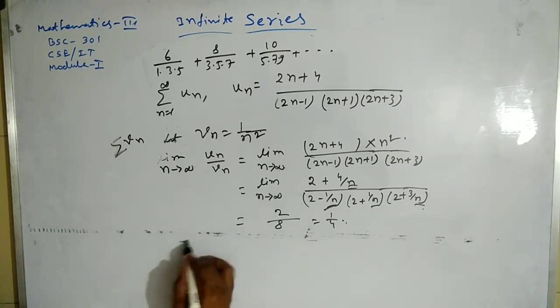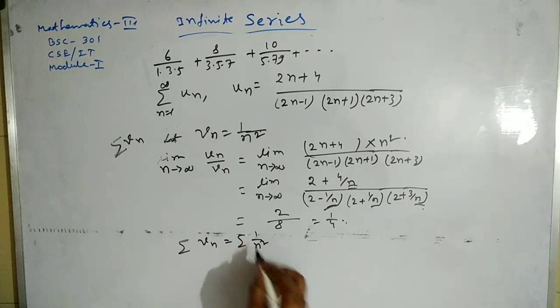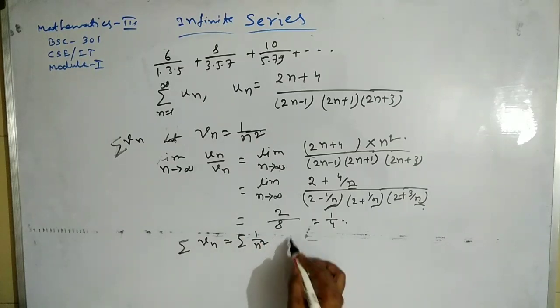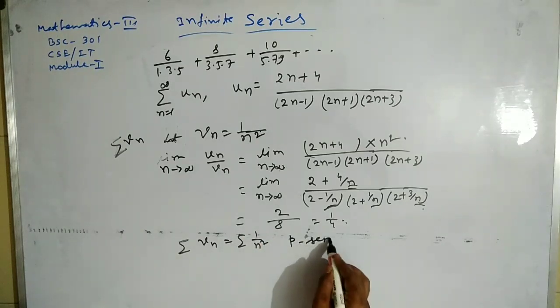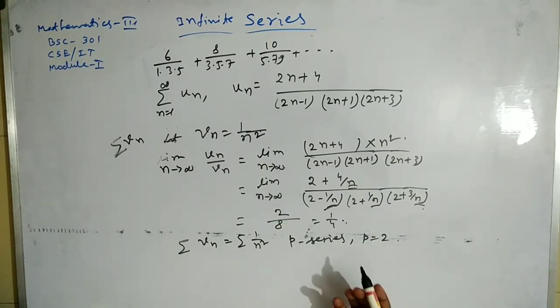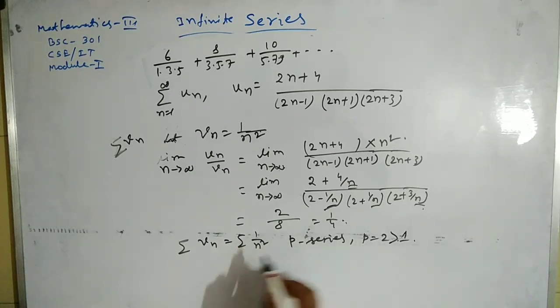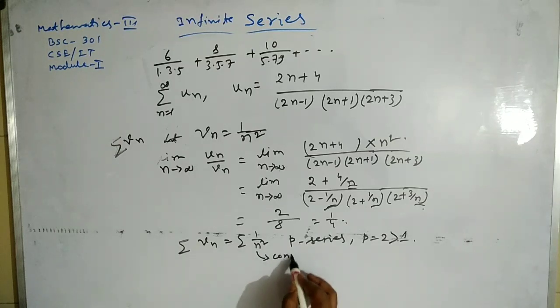Now summation of Vn, that is summation of 1 by n square. Here you can see that this is a p series where p is equal to 2. Now by the definition of p series, if p is greater than 1, then the series is convergent.